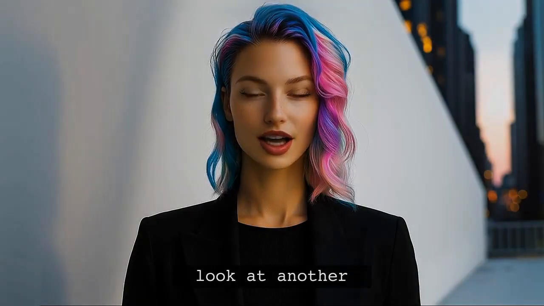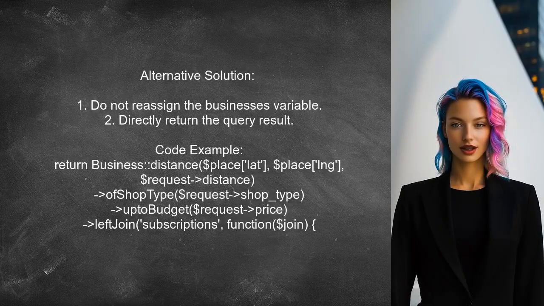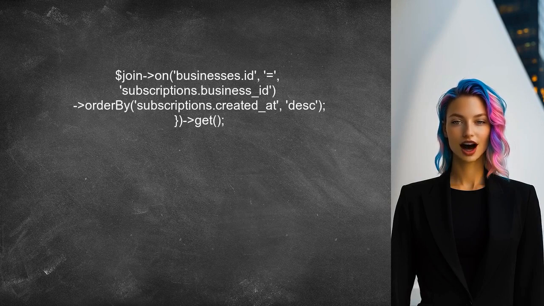Let's take a look at another one. An alternative solution from another user suggests not reassigning the business's variable. Instead, they recommend directly returning the result of the query. This way, you can avoid issues with the ID field being overwritten.